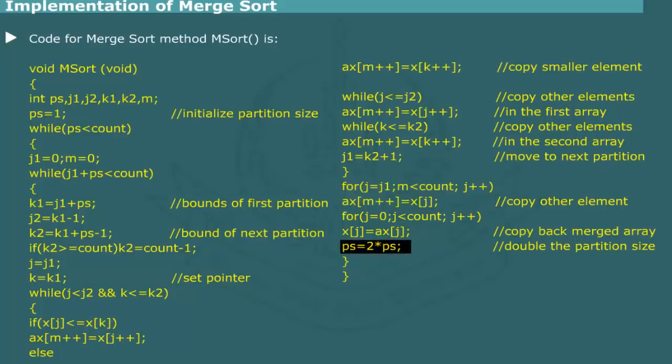After all the subarrays have been merged, the auxiliary array AX is copied back into the original array X. The process is repeated with a new pair of larger subarrays. Click the button to run interactive program for merge sort.